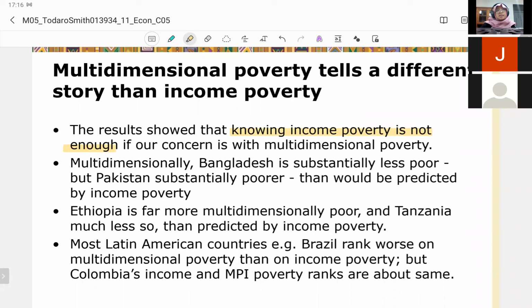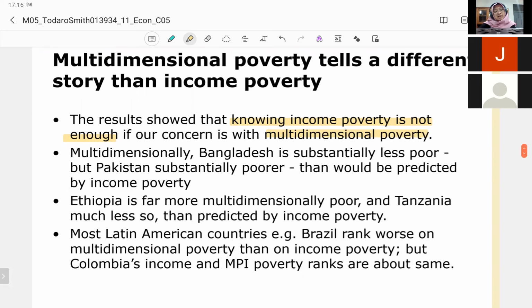You have question? No? Okay. So knowing income poverty is not enough if our concern is with multi-dimensional poverty. So if you think merely giving money transfer to the poor will not solve the poverty problem, then you need to take a look at the multi-dimensional poverty.